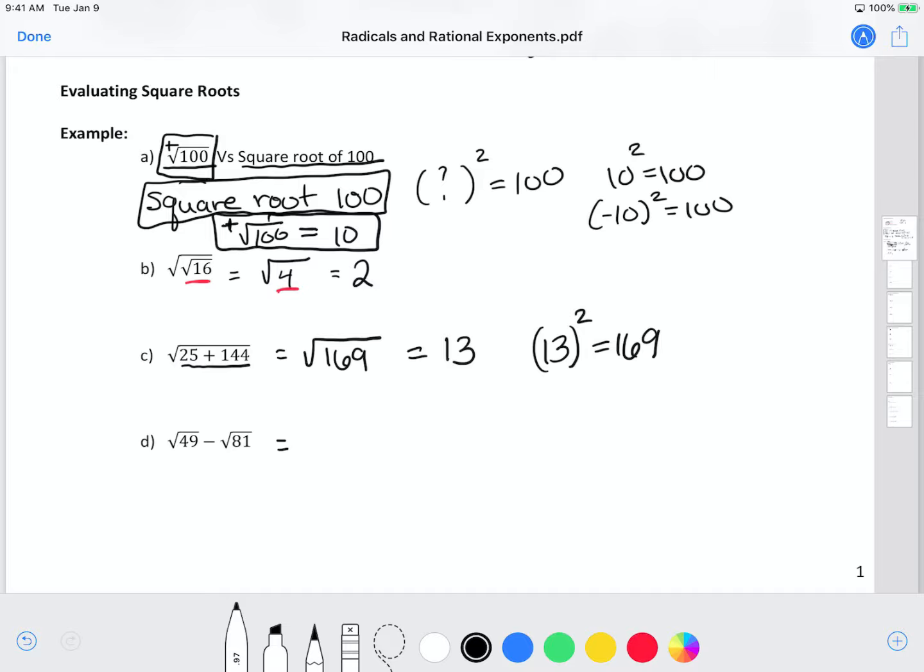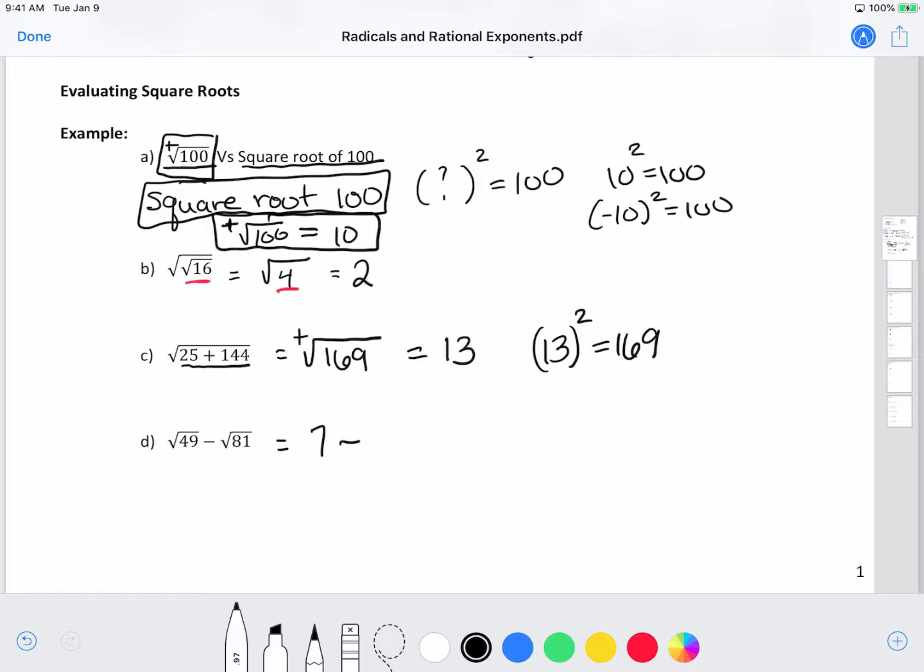Remember, when I'm asking you for a positive square root, it's asking what could I square to get that number that's underneath the square root symbol. For example D, I'm asking for you to take the square root of 49 and then subtract the square root of 81. The square root of 49 is 7 because 7 squared would give me 49.